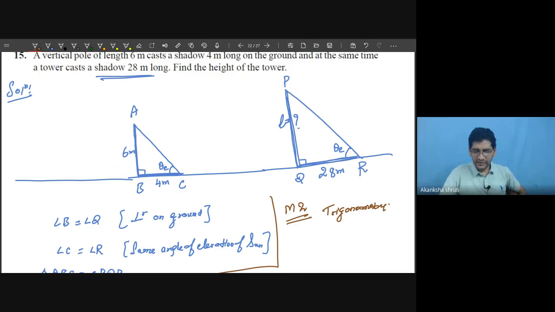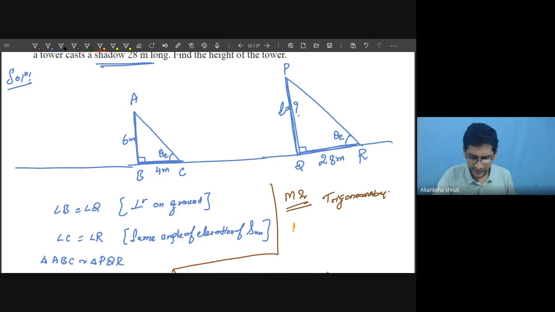Here, the angle theta is the same in both cases. The given side is related with the angle by trigonometry, so we can apply trigonometry here also. If I apply trigonometry in triangle ABC, I can write tan of angle C is equal to 6 by 4, or tan of theta we can write.